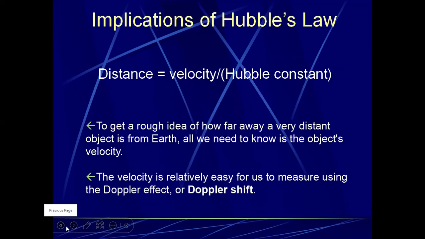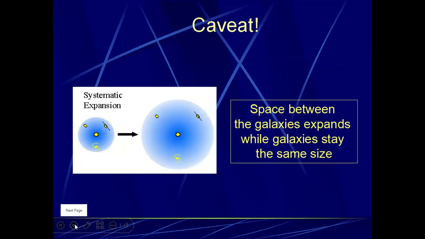So the implication of Hubble's law: distance equals velocity divided by the Hubble constant. To get a rough idea of how far away a very distant object is from Earth, all we need to know is the object's velocity. The velocity is relatively easy for us to measure using the Doppler effect or Doppler shift. Space between the galaxies expands while galaxies stay the same size. Systematic expansion.